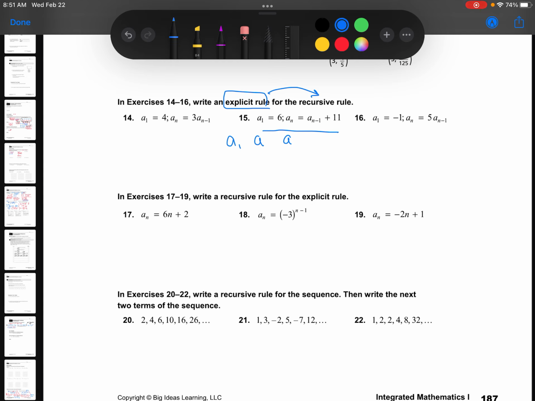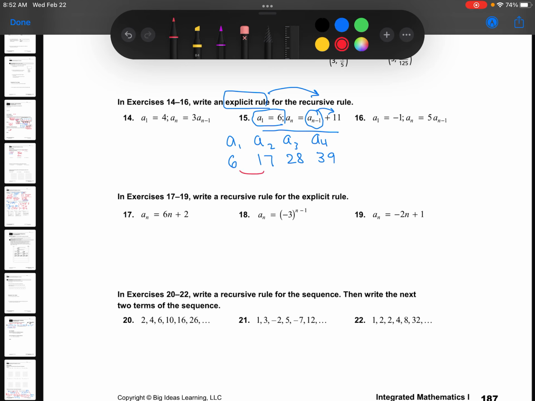So we have our first term given here. The first term is 6. How can I know the next term? Can you see that I take the previous term and I add 11? So in order to find A2, I'm just going to take 6 plus 11, and that is going to be 17. 17 plus 11 is going to be 28. And 28 plus 11 is going to be 39.